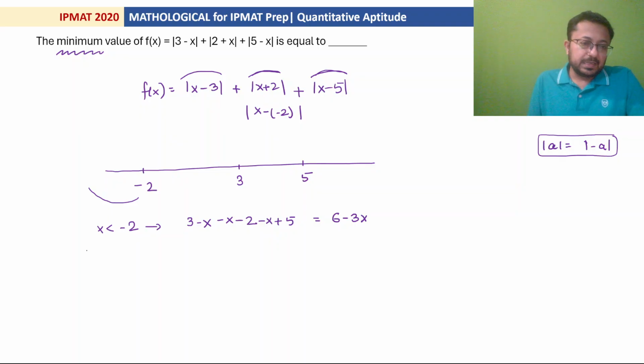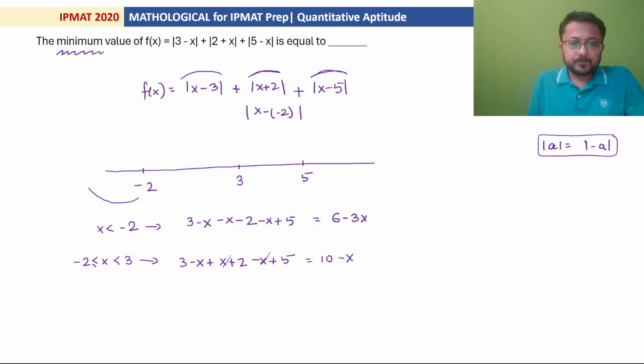Okay. Next case, x is between -2 and 3. So mod of x plus 2 will be opening with the positive sign because x is now greater than minus 2. बाकी सारे के सारे rest of the modulus will open with a negative sign. So 3 minus x plus x plus 2 minus x plus 5. So x and minus x will get cancelled out. This will be 5 plus 2 plus 3. So 10 minus x.